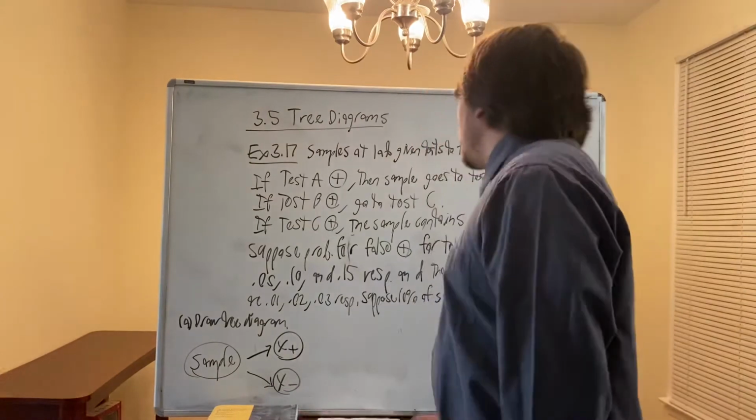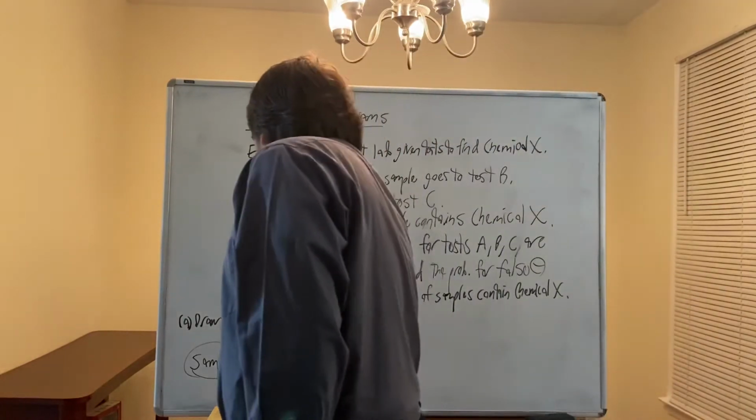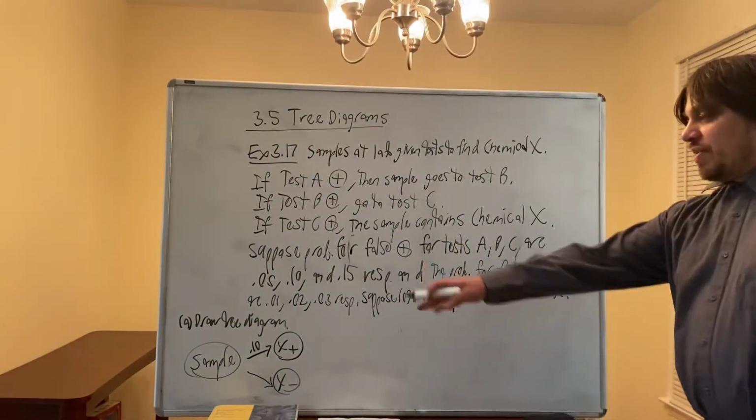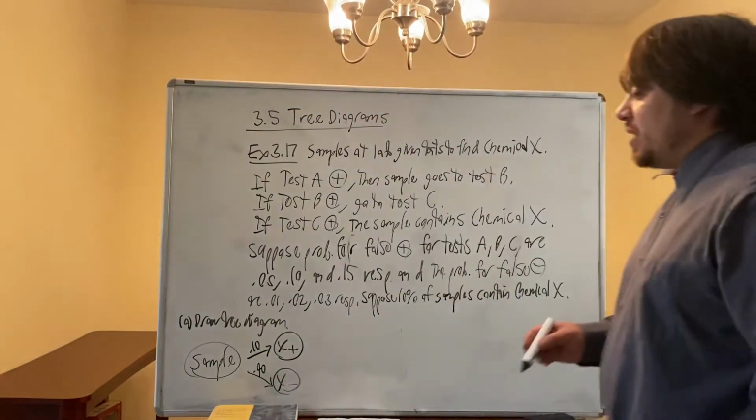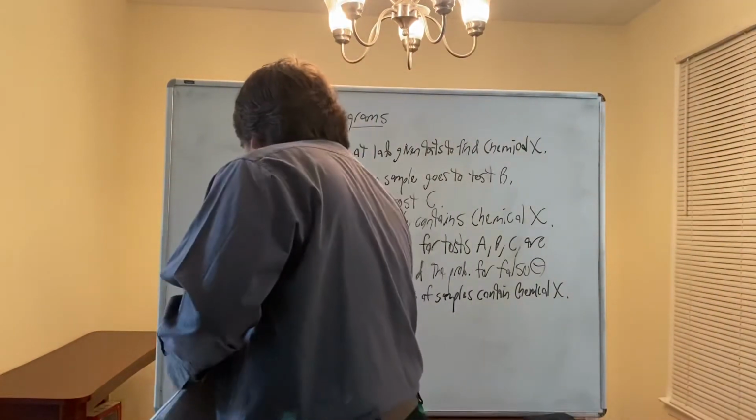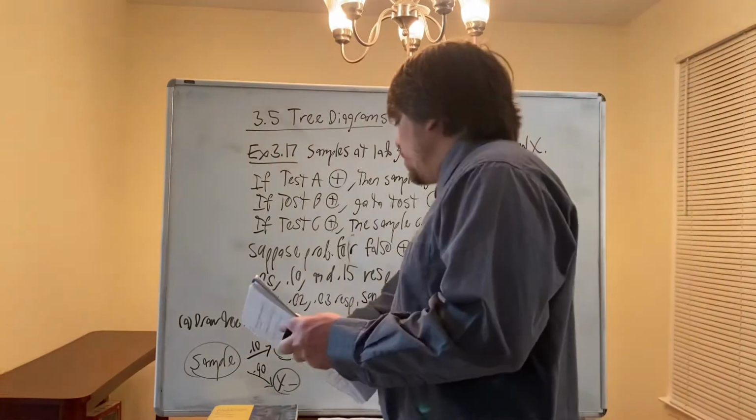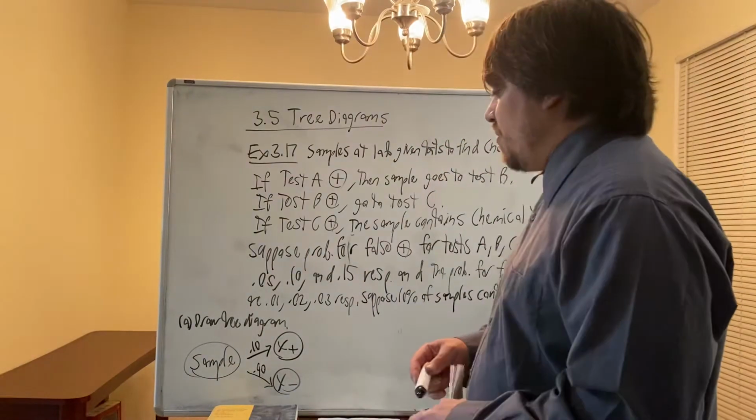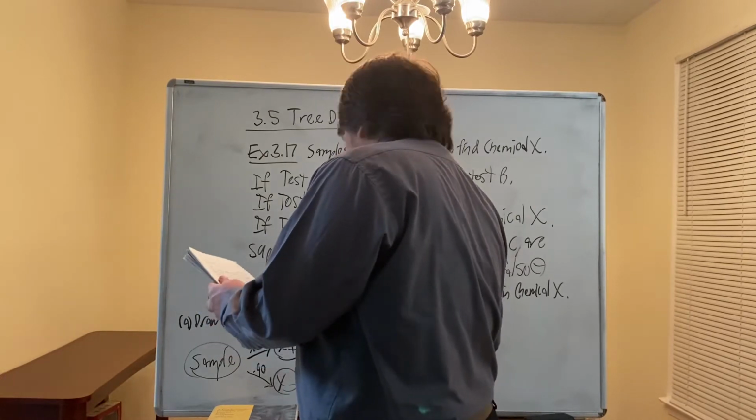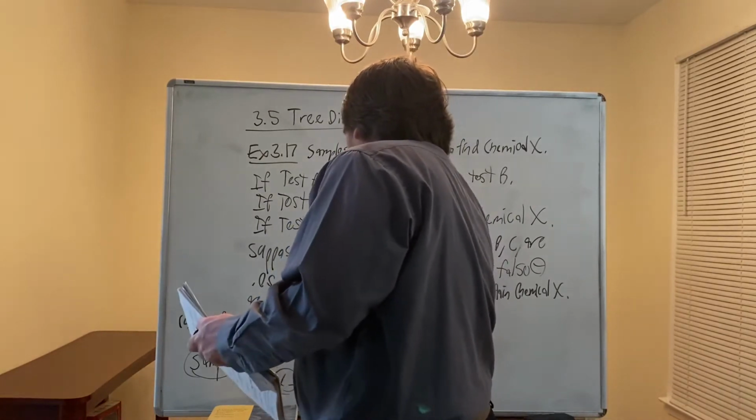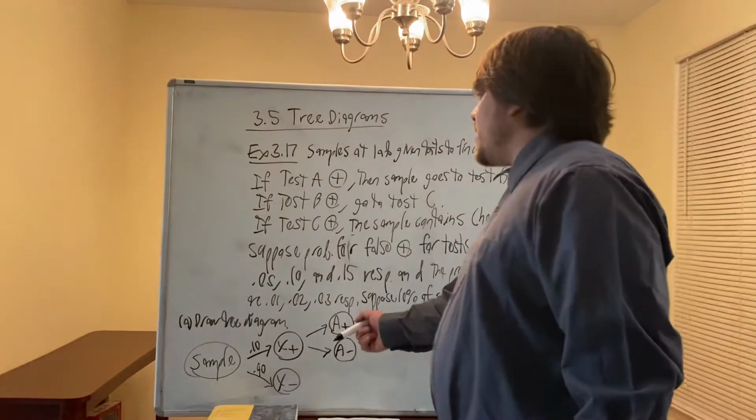So if you have a sample, there's a 10% chance. It says suppose 10% of the samples contain chemical X. So this is a 0.10 probability of happening that if you have a sample, it does have chemical X. That means there's a 0.90 probability that if you have a sample, it does not contain chemical X. Okay, so the next thing that happens is when you take your sample, it either does or doesn't have chemical X. So let's say it does have chemical X. The first thing you do is you pass it to test A. And when you pass it to test A, either test A comes back positive or negative.